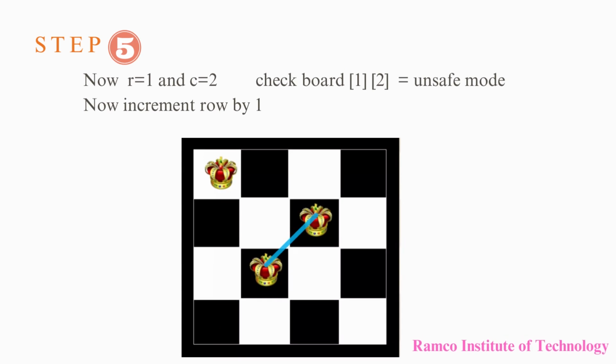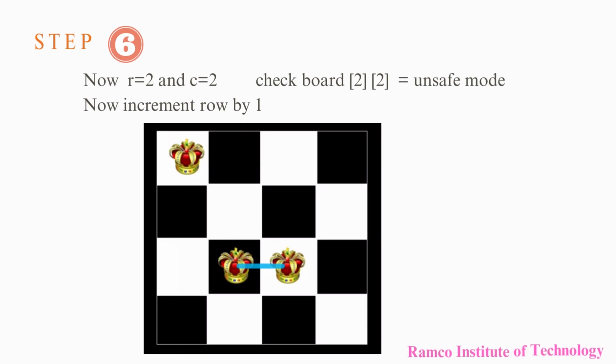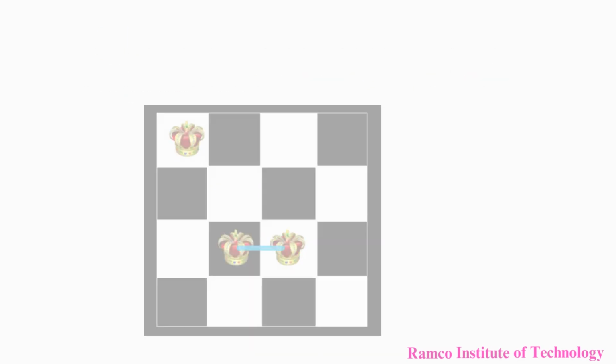In step 5, R equals 1 and C equals 2. So check the board 1 and 2 position. It is unsafe mode because two queens are in the same diagonal. So we will increment the row value by 1. In step 6, R equals 2 and C is also 2. So check the 2, 2 position. It is also unsafe mode. So we will increment the row value by 1 because two queens are in the same row, as shown in the figure.